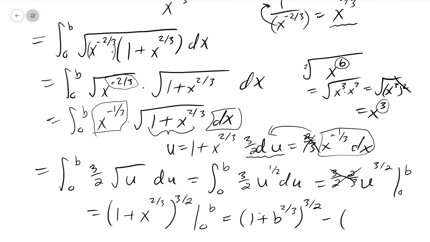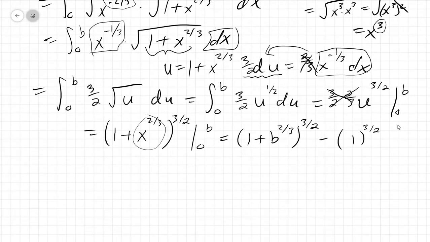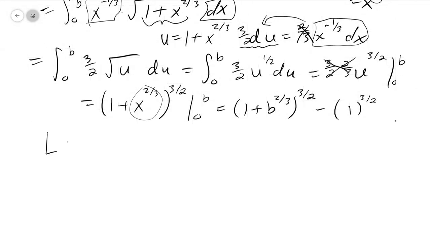Minus, we plug in our lower bound. We plug in a 0 here. That turns into 1 plus 0 is 1, and 1 to any power is always 1. So 1 to the 3/2 is still just 1. So this would be our arc length. We'd say that it's equal to 1 plus b to the 2/3, all raised to the 3/2, minus 1.